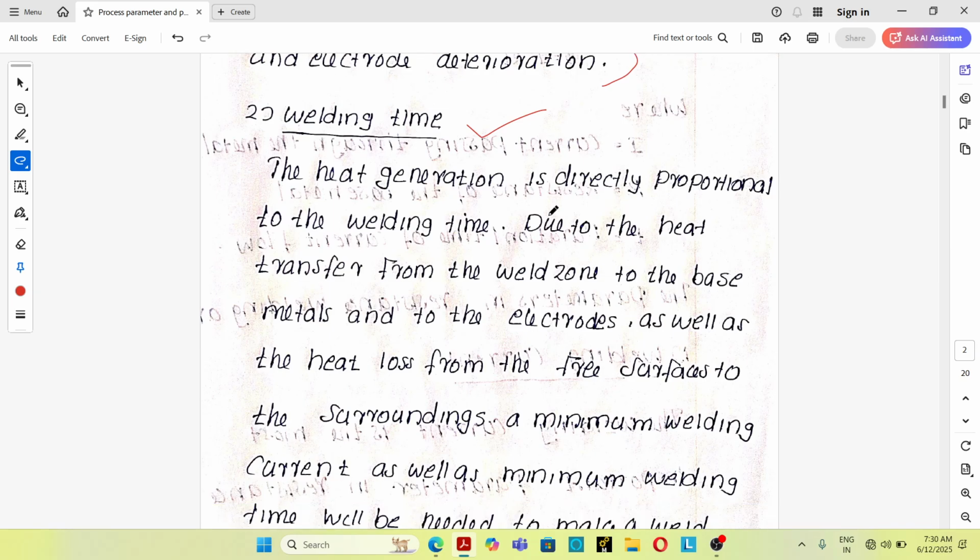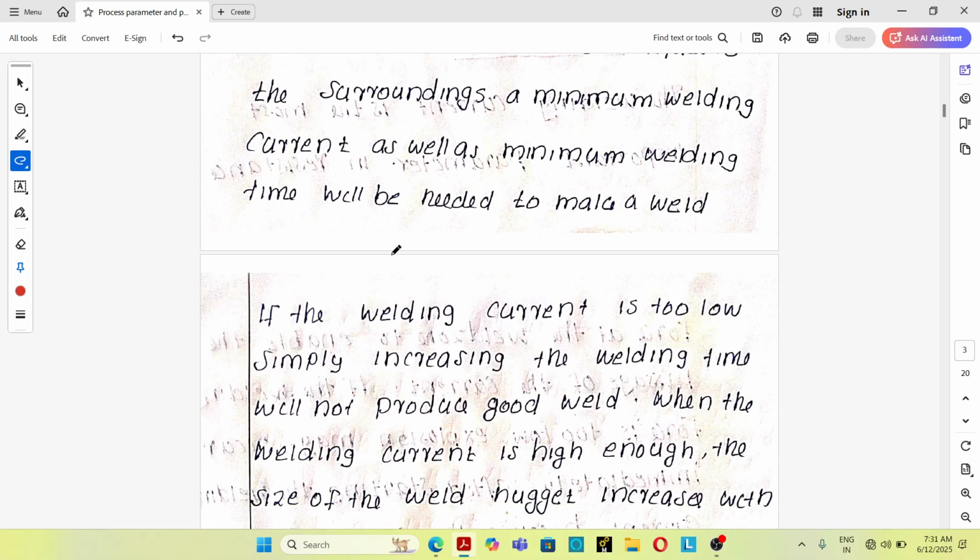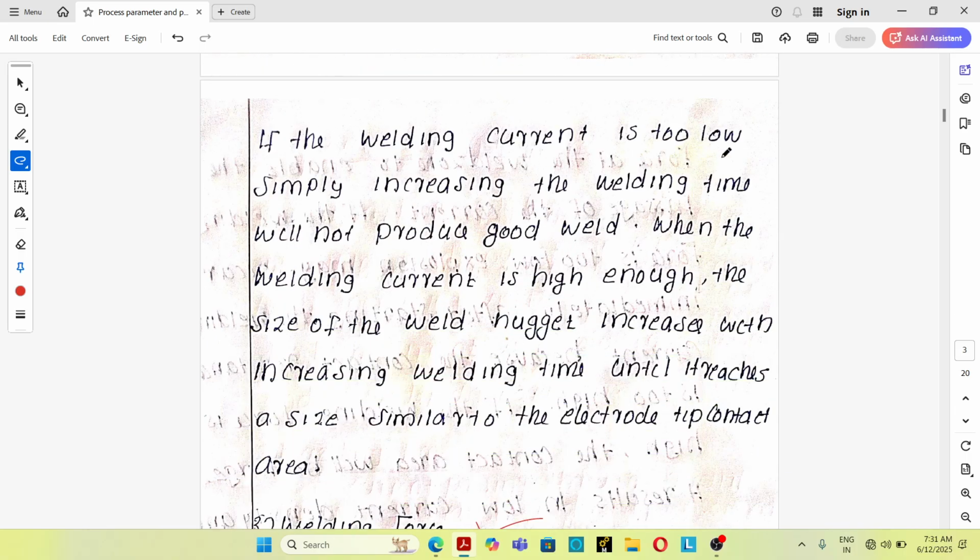Second parameter is welding time. The heat generation is directly proportional to welding time. As per this equation, Q is equal to I square RT. The heat generation during resistance welding process is directly proportional to welding time. See, if the welding current is too low, it will increase the welding time and will not produce a good weld. When the welding current is too low during the resistance welding process, the welding time will be increasing and it will not produce a good weld.